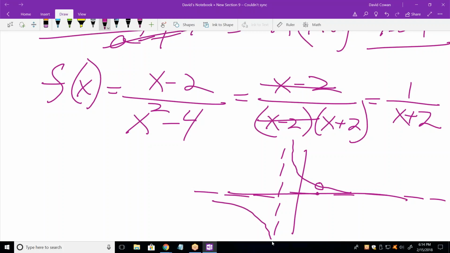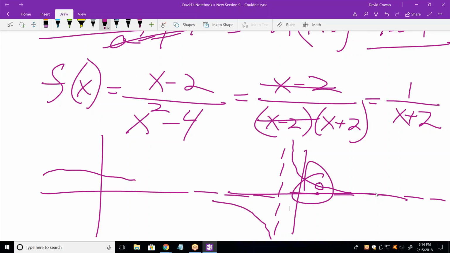That's what holes are, removable discontinuities, and whenever you're up against a vertical asymptote, that's an infinite discontinuity. A removable discontinuity means a hole. And then a non-removable. The only other discontinuity I'm familiar with is a jump discontinuity, which would be something like that.